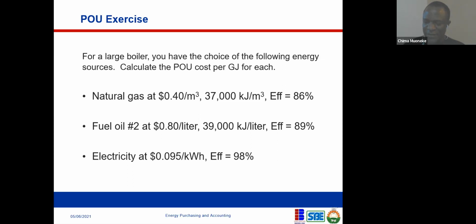When you're doing the electricity, you are given kilowatt hours. So check your conversion table. How many kilowatt hours are in a gigajoule? What is the conversion factor between kilowatt hour and gigajoule? You just go straight to gigajoule and then divide by your efficiency to get your answer.